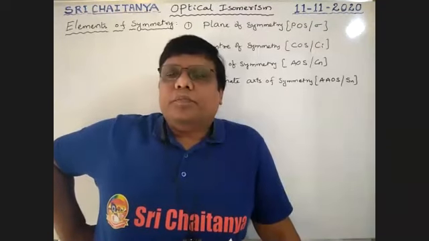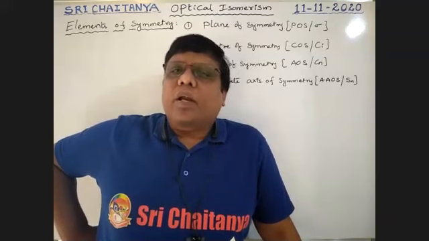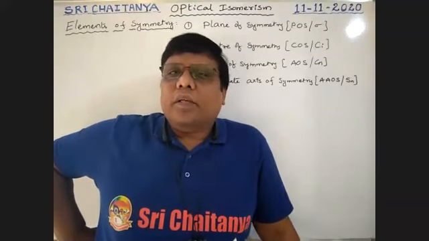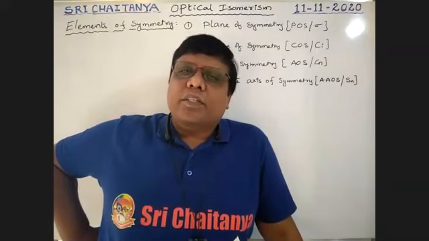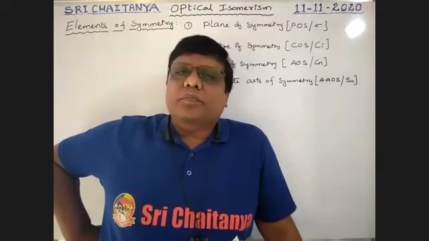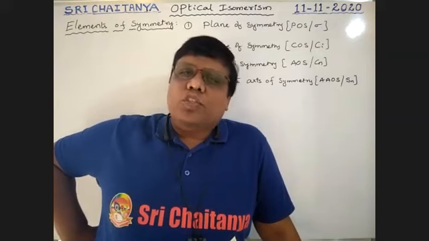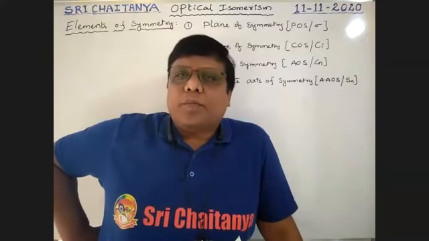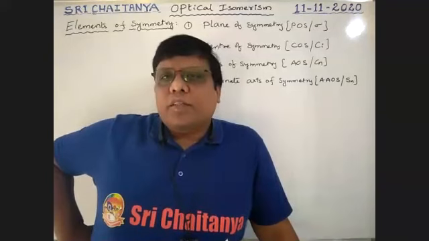One can rotate plane polarized light in the clockwise direction and the other can rotate in the opposite direction. If one is clockwise, the other is anti-clockwise. Then the pair of isomers are called enantiomers, and the phenomenon is called enantiomerism, which is also called optical isomerism. So optical isomerism is about rotation.